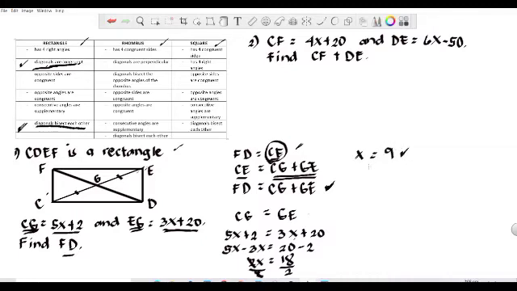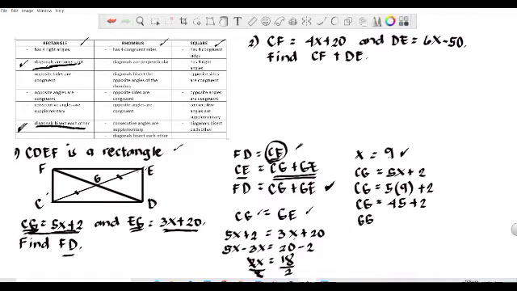So we can now substitute these values doon sa values ng CG at saka ng GE. Alright? So let's start with CG. Let's copy this. So CG is equal to 5x plus 2. Let us substitute 9 to x. So we will have CG is equal to 5 times x, which is 9. So 5 times 9 plus 2. That is equal to 45 plus 2. Alright?